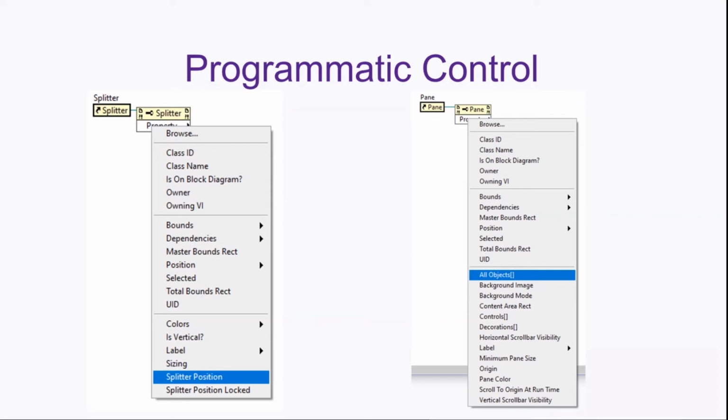Sizing and position. Now, splitter position is what I was using to control the sliding in and out nature. The same with panes. We can change the color of the pane. Here we can change the labels. We can get references to all of the things inside that pane, so all of the controls and all of the decorations. So if we don't want to have a splitter encapsulating every single control, we could do it a bit more programmatically instead of relying on LabVIEW to do it for us.